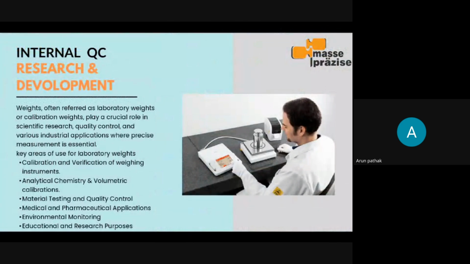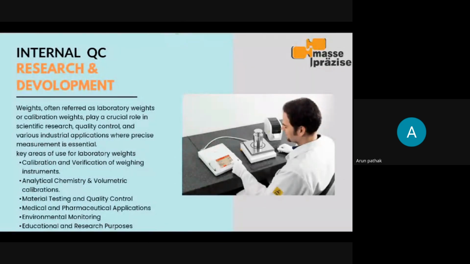For any industry, precise and controlled measurement is necessary for a good quality product, and weights play a crucial role in quality control. Industry-wise, in calibration laboratories, weights are used for the calibration of other accuracy class weights and of weighing balances used in different industries. Analytical chemistry and volumetric calibration: in analytical chemistry, precise measurements are critical for determining the concentration of substances in a sample. Laboratory weights are used to calibrate analytical balances used in titrations, chromatography and spectrography, and for volumetric flask, pipette and burette calibration. Weights are also used in determination of density, specific density, and moisture content. So these are the uses of weights in analytical chemistry and volumetric calibration.